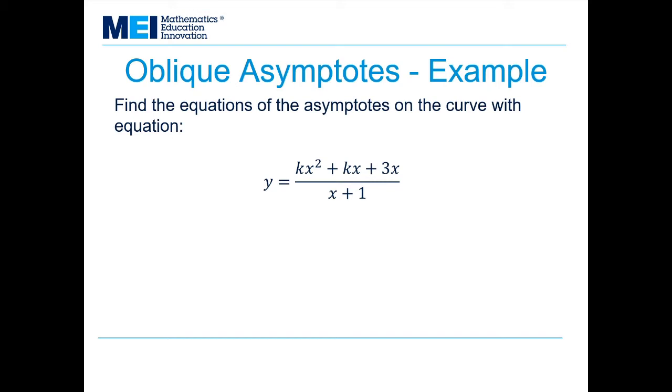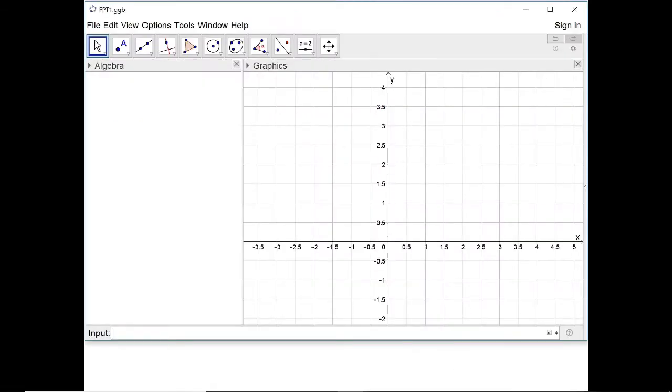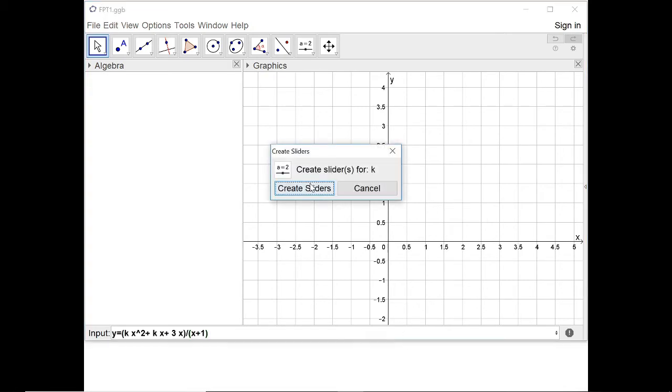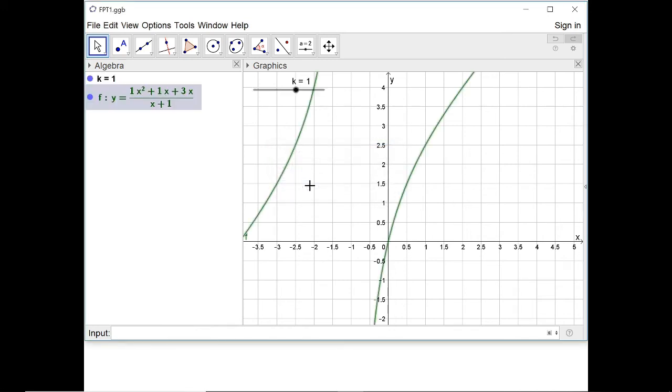So, find the equations of the asymptotes of the curve with equation y equals kx squared plus kx plus 3x over x plus 1. Let's start by plotting it in GeoGebra. So I'll start by inputting my function. My numerator was k times x squared plus k times x plus 3 times x, and then my denominator is just x plus 1. And it wants me to create a slider for k, so there I go.